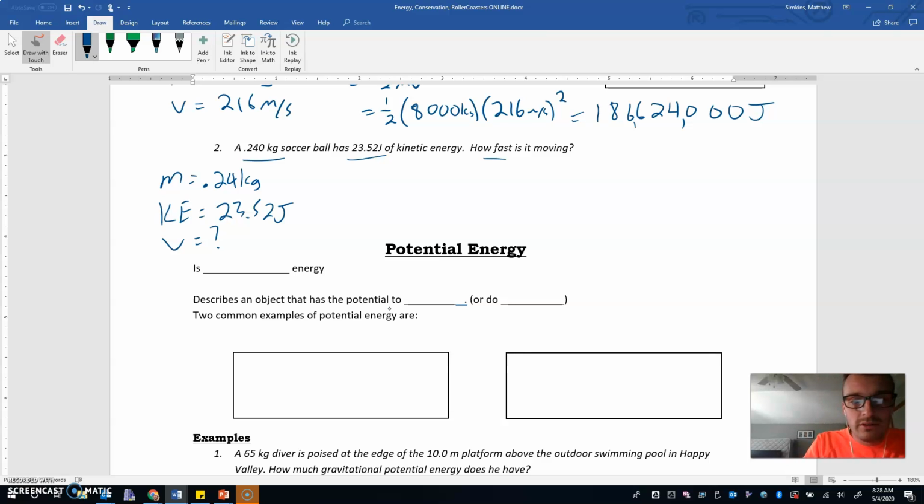So how fast is it moving? We have kinetic energy equals 1/2 mv squared, and we're going to plug in the kinetic energy: 23.52 joules equals 1/2 times 0.24 kilograms times v squared.